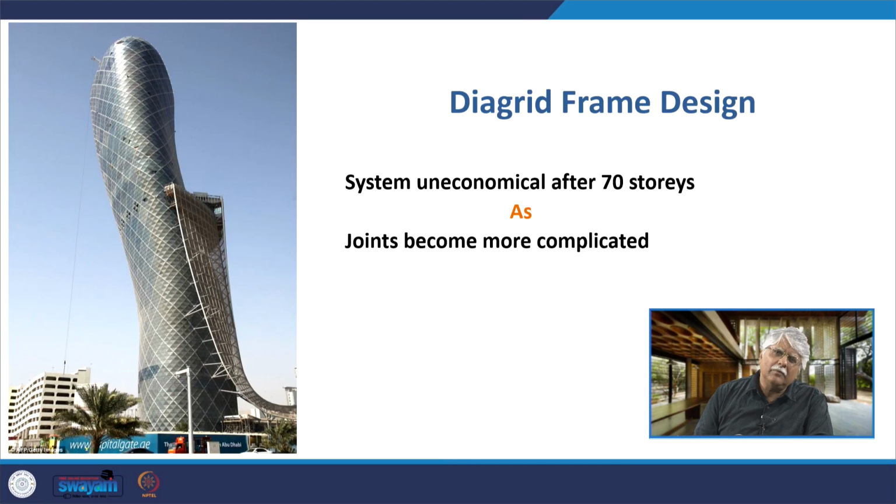The system, though, is uneconomical after 70 stories, because then the joints become more complicated. So this is one limitation of the Diagrid frame design, that there is a restriction in the number of stories possible with the Diagrid frame. We do not know whether in the years to come that could be overcome.